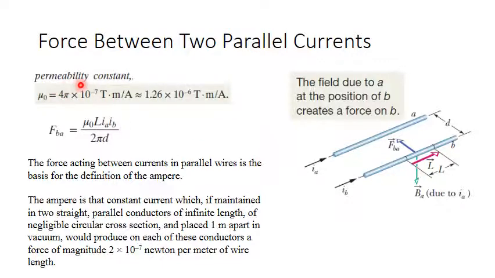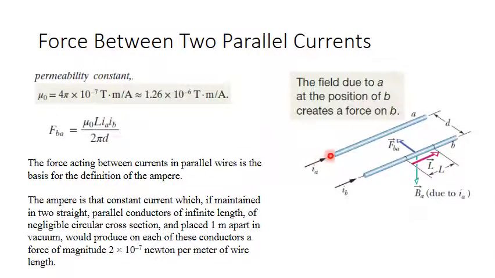Here, the permeability constant mu naught is 4 pi multiplied by 10 to the power minus 7, and L is the length, I is the current, and 2D is the distance. The force between the currents in parallel wires is the basis for the definition of the ampere. How come?